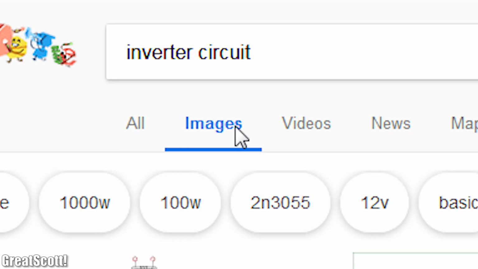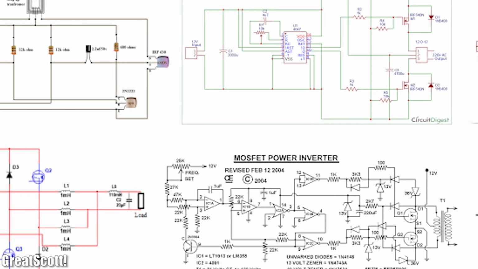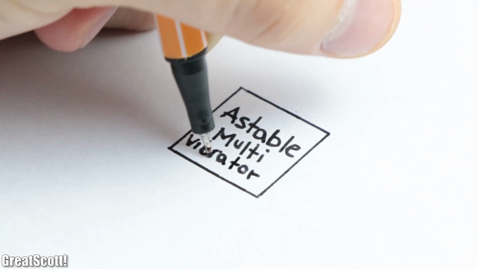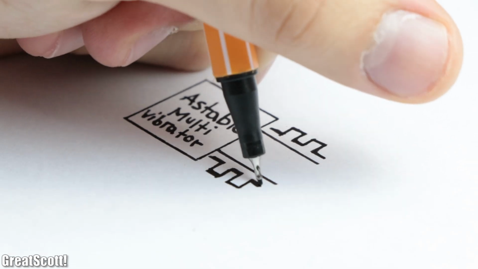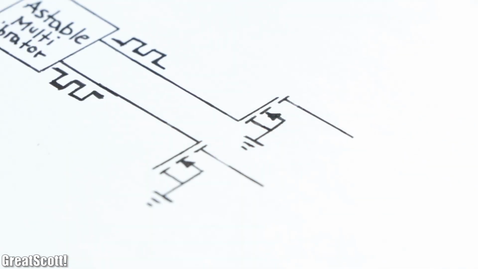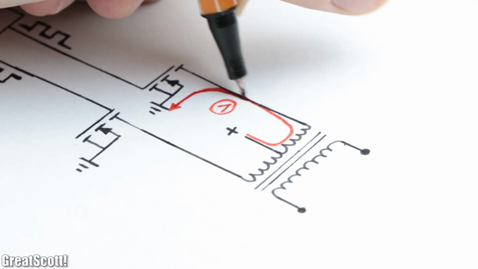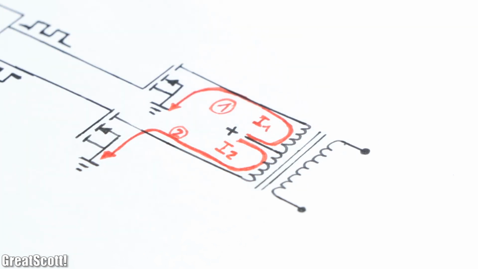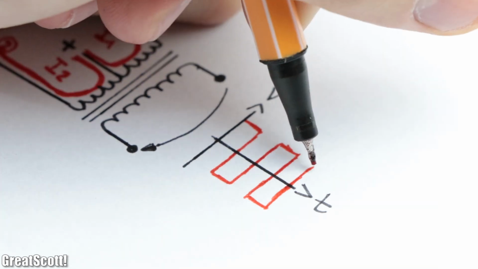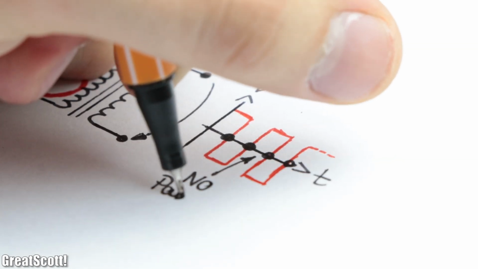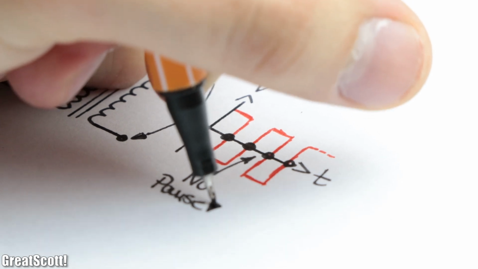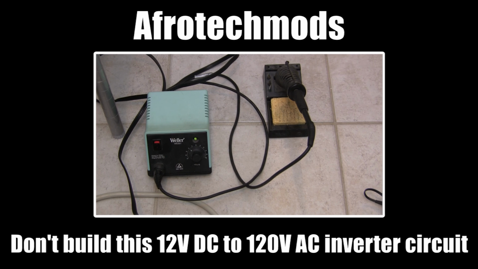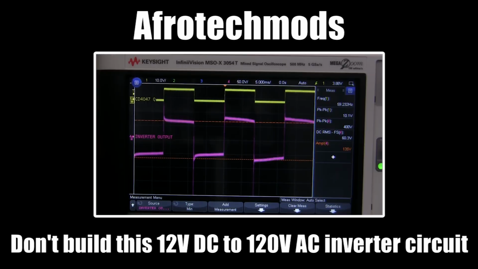When doing a Google image search for inverter circuits, you get a ton of variations of pretty much the same circuit. It basically combines an astable multivibrator, which creates a square wave, with a transistor push-pull configuration that, like the name implies, pulls and pushes current through a transformer in order to create a changing magnetic flux through its core, which creates a higher square wave voltage on the transformer's output. Not only does this output voltage not feature a pause between its pulses, it also comes with a handful of other problems. But feel free to watch AfroTechMod's video about the subject if you want to learn more.